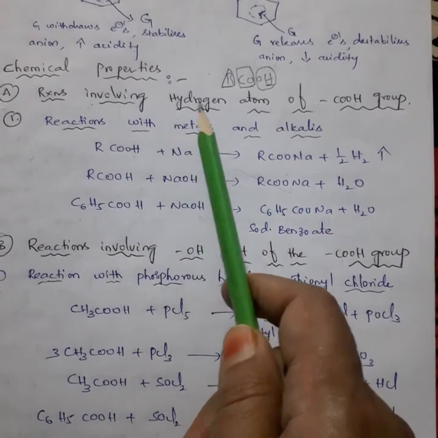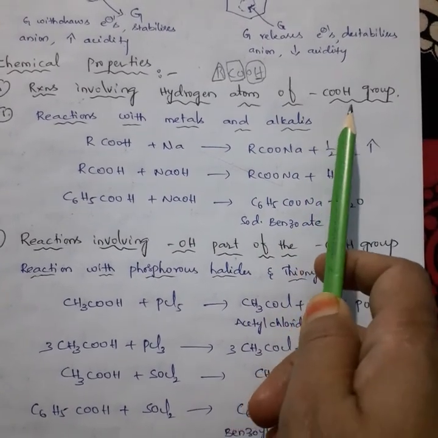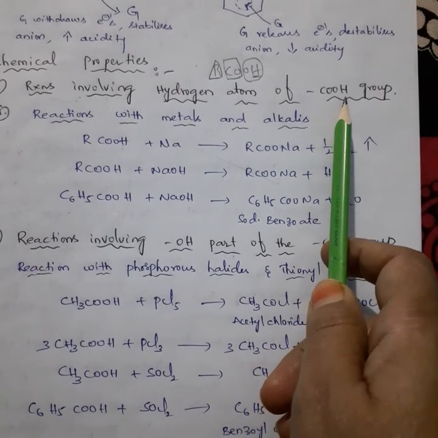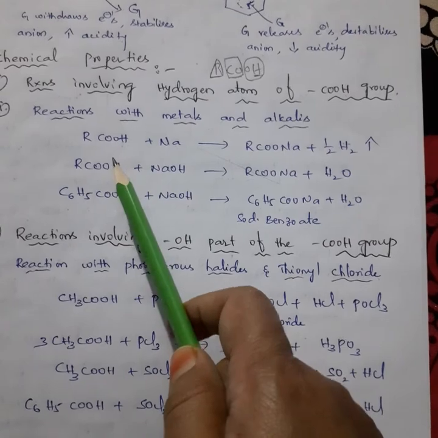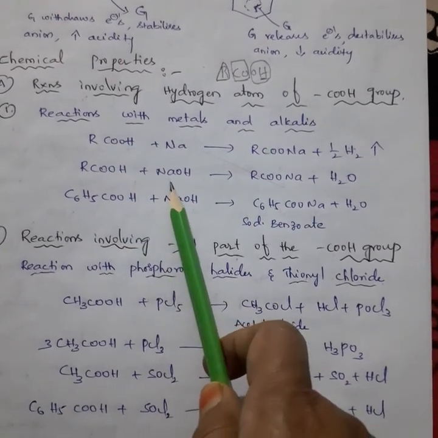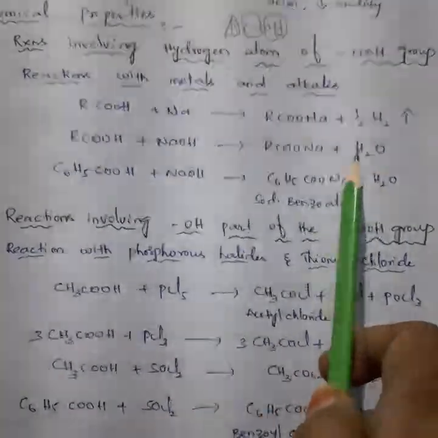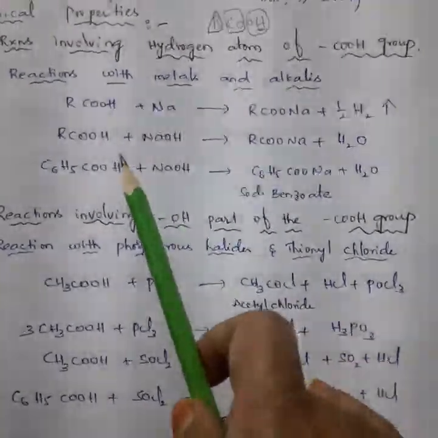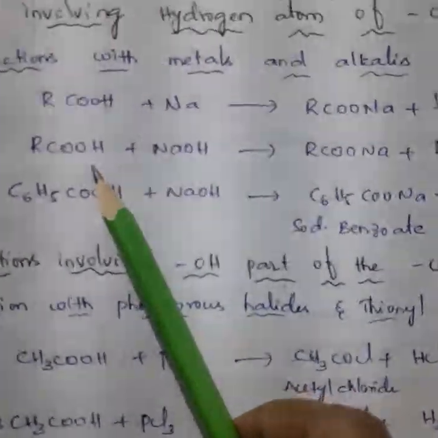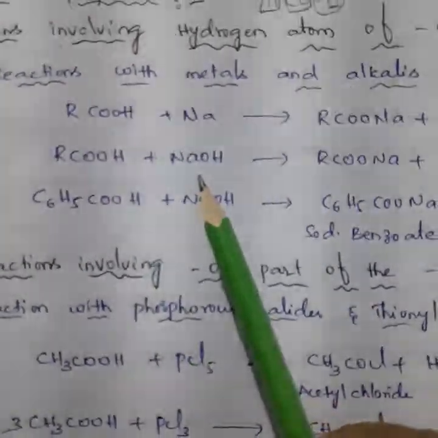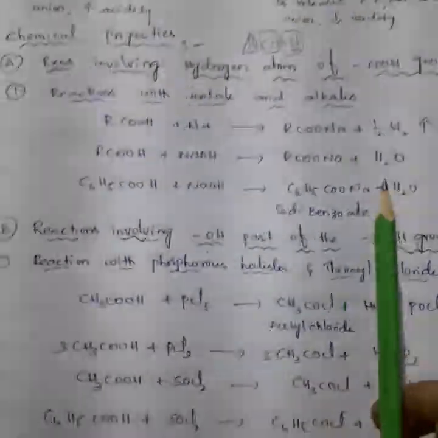Reactions involving hydrogen atom of COOH group. So we are just studying about this H. As we know, the carboxylic acids are acidic in nature. They are ready to react with the base, forming salt with the liberation of water. We know that actually, right? Because carboxylic acids are acidic in nature, they react with sodium hydroxide, forming RCOONa plus H2O.